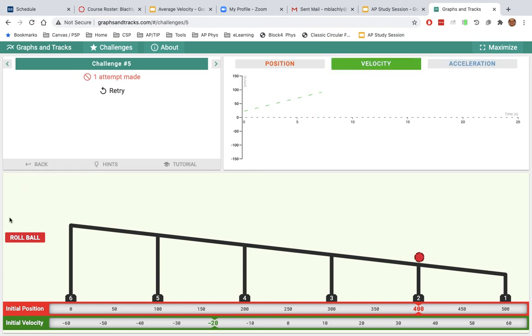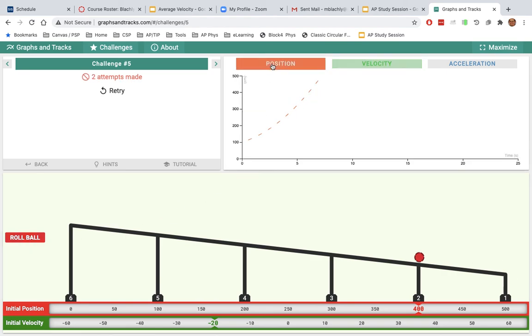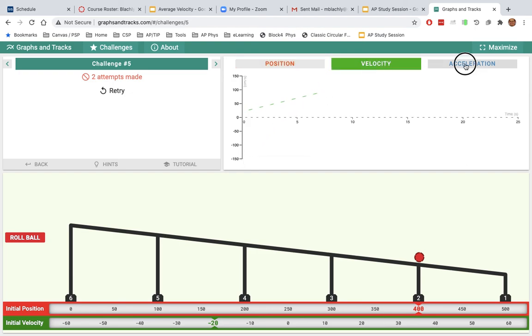Now, if you look at the velocity graph, you'll see this is clearly wrong. I've got to do some changes. And you can look at the position versus time graph and see what's going on there too. So the idea is to try to use the 3 graphs to set up the track, thinking about it first, not just guessing and checking, and then roll the ball so that the motion of the ball matches the challenge that's given to you. And using all 3 graphs will help figure out exactly what's going on.